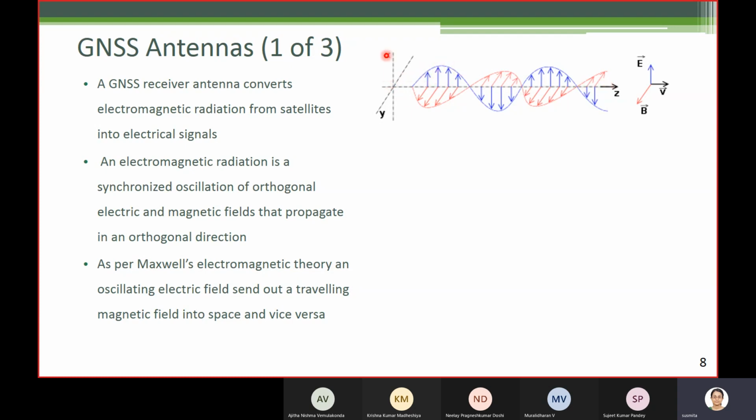So you see along X you have the electric field, along Y you have the magnetic field, and they travel along the Z direction. Z is perpendicular to both X and Y. Here they are shown in vector form. This is the orientation of the electric field, this is the orientation of the magnetic field, and this is the direction along which both the fields propagate. So both the electric field and magnetic field are synchronized here.